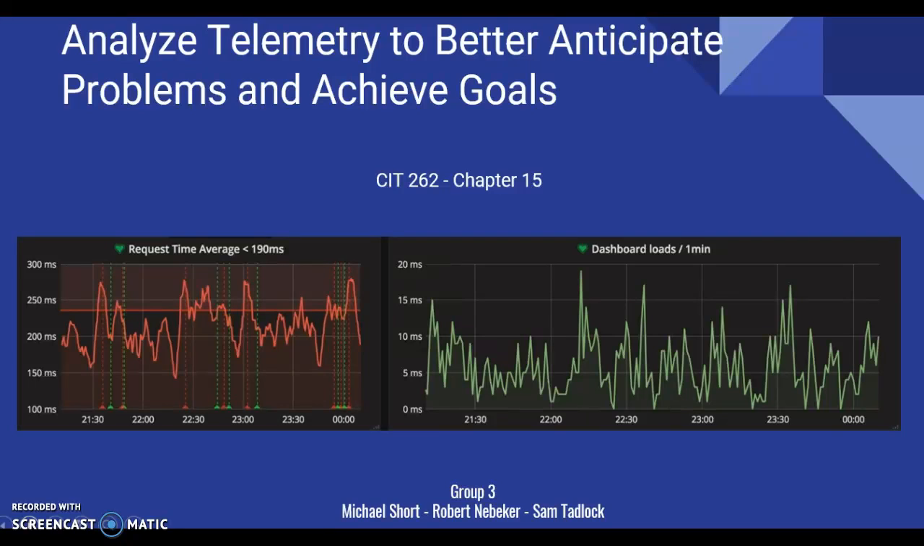We're going to be talking about analyzing telemetry to better anticipate problems and achieve our goals. Chapter 15.